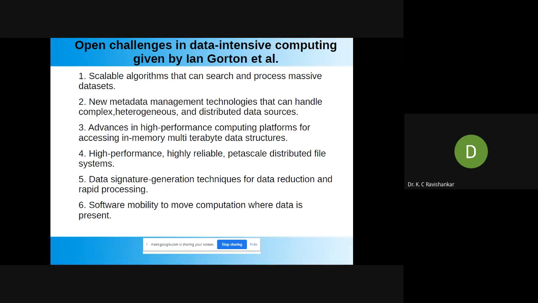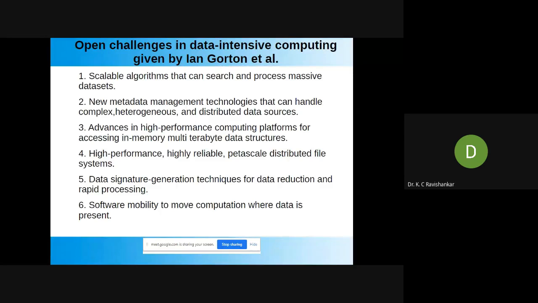So this is the real challenge. Advances in high-performance computing platforms for accessing in-memory multi-terabyte data structures. Just now I was mentioning a data structure. Can you define a static array data structure for such a high volume of data, in terms of terabytes? You need to think about dynamic data allocation, dynamic data structure definition. So think about your understanding of accessing, creating, allocating, reallocating data in the languages which you have studied: C, C++, Java, Python. How do they really handle so much volume of data?